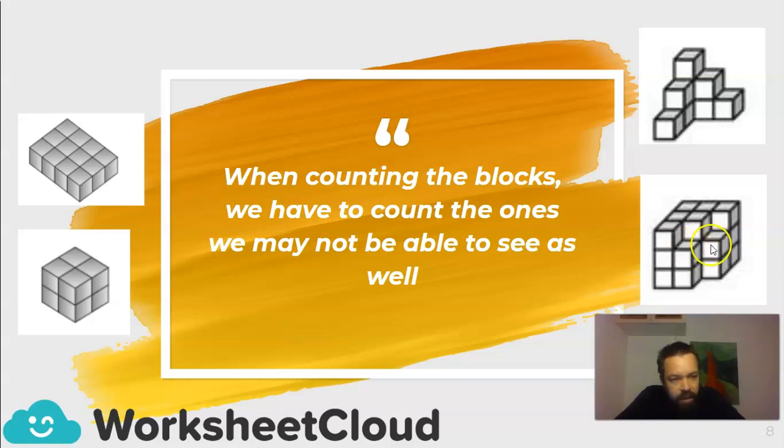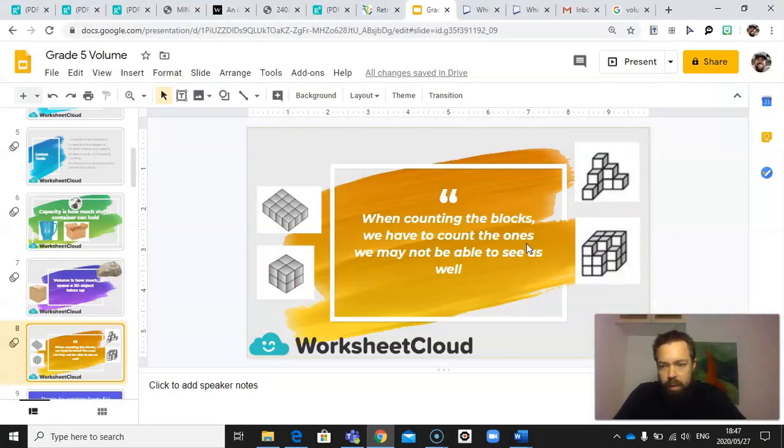Okay, so there's 8 on this middle level, and because there's 8 on the middle level and it matches up to the bottom, we can say there's 8 on the bottom level too. So 8 and another 8 is 16, 17, 18, 19, 20, 21, 22. So this has a volume of 22 blocks.